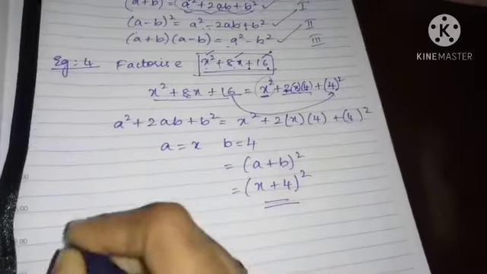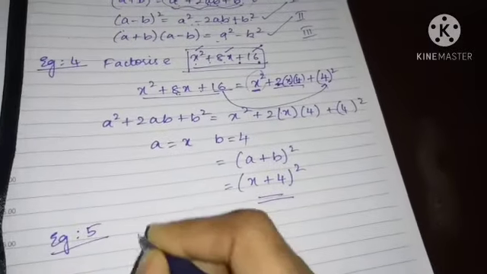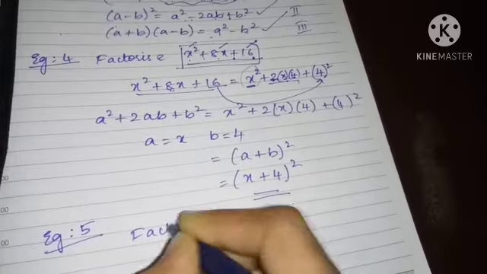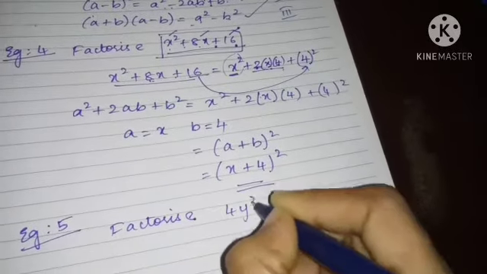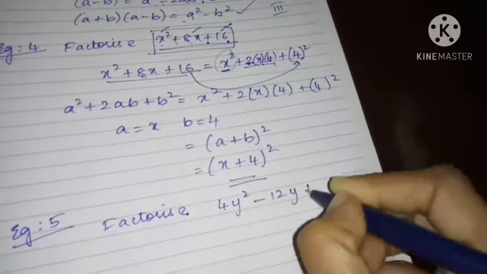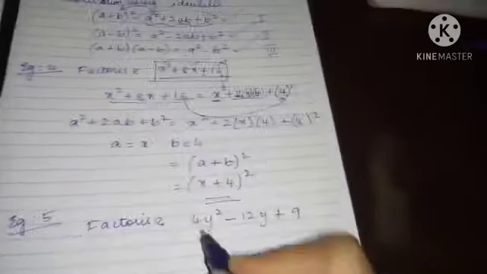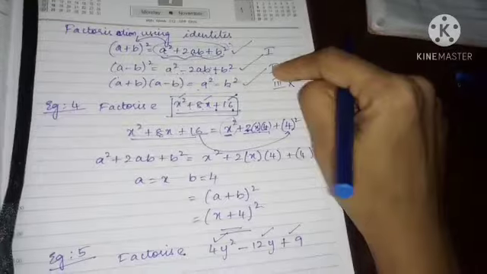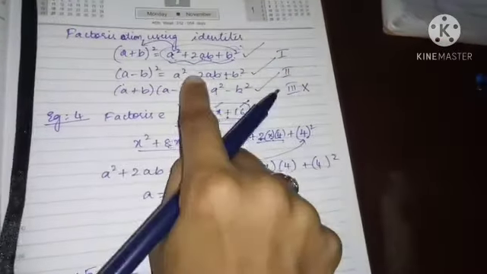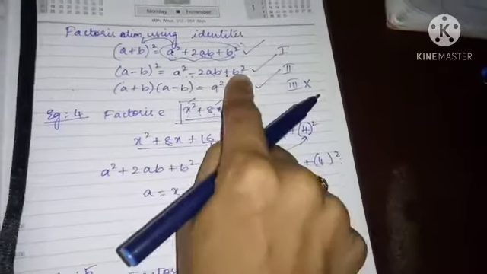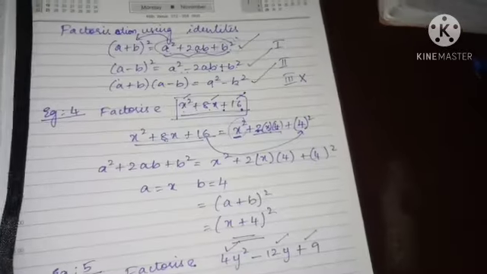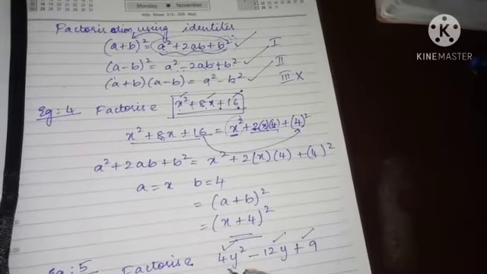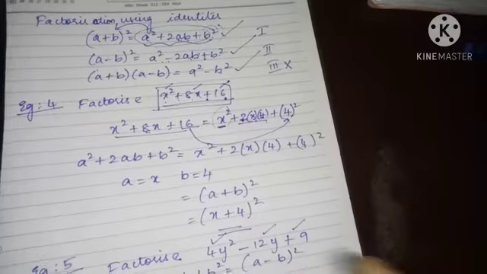Next, example number 5. Factorize 4y square minus 12y plus 9. So this also has 3 terms, so the third identity is not possible. Only the first and second identity we can use. See here, minus plus, so only the second identity is possible. What is the second identity actually, children? A square minus 2ab plus b square is equal to a minus b the whole square.